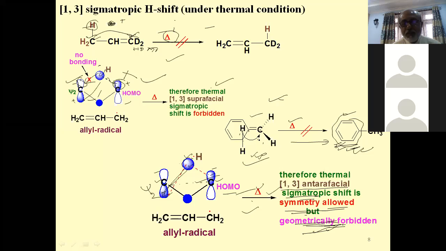And that will be a very, very highly strained transition state. So geometrically not possible, so this does not happen. This is simply as that. This is an example. So a 1,3 sigmatropic shift is thermally not allowed.